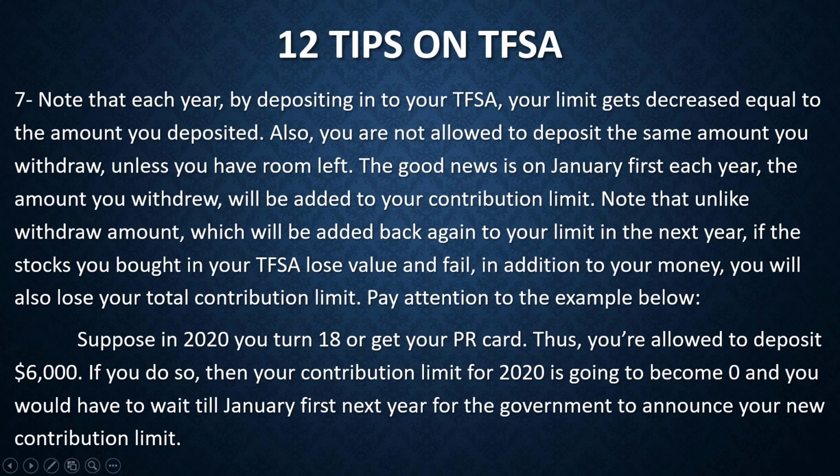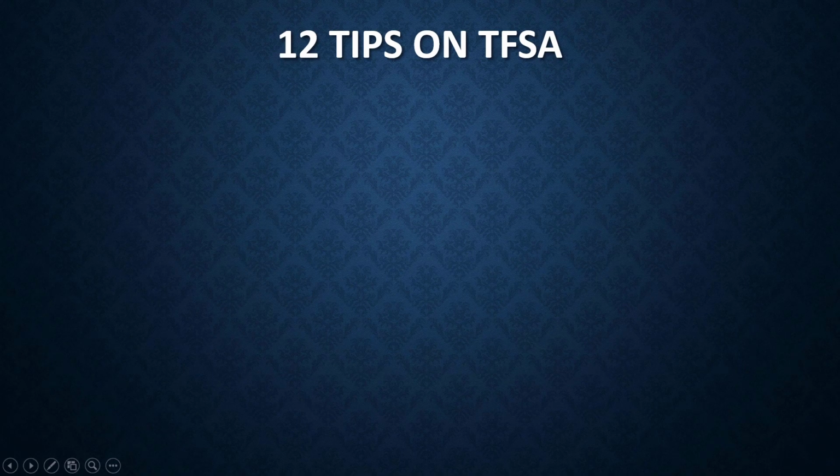Okay, let me give you an example. Suppose in 2020 you turn 18 or get your PR card, thus you're allowed to deposit 6,000. If you do so, then your contribution limit for 2020 is going to become 0 because you already deposited, right? You already contributed. You would have to wait until January 1st next year for the government to announce your new contribution limit. Yeah, that's what I've explained.